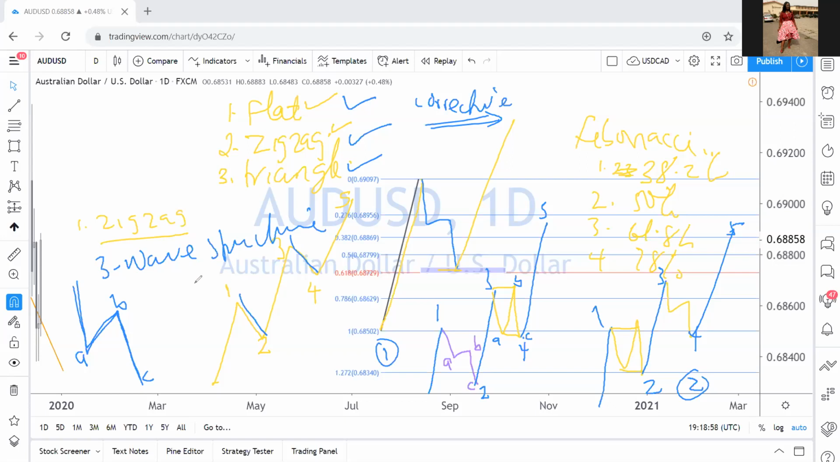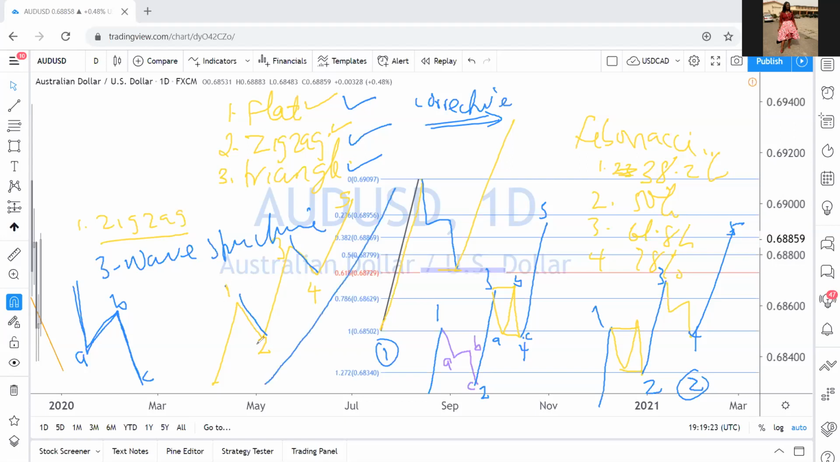You get it now? So, in essence, when you see a triangle, you see A, B, C, D, E. When you see a zigzag, you see A, B, C. When you see a flat, you see A, B, C. But an impulse is a wave that proceeds in the direction of the trend, like this one here. It's called an impulse.